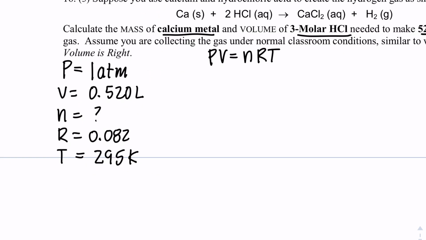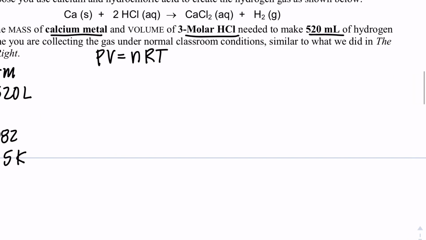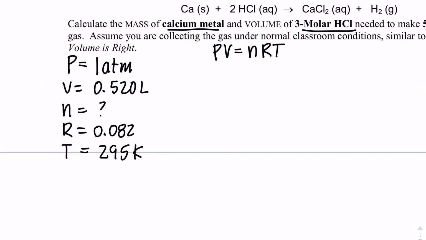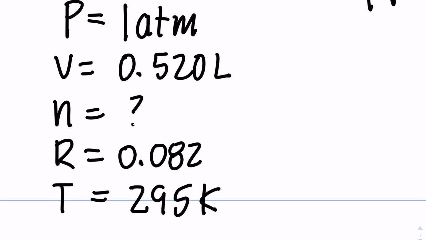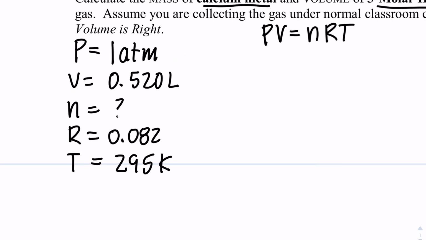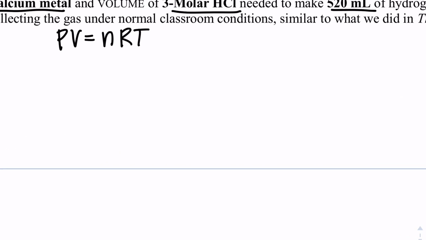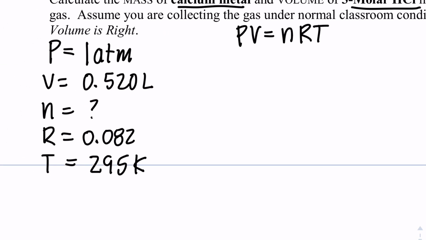So the first thing that I need to do to calculate the mass of calcium metal is figure out how many moles of gas are at these conditions. So I've listed my PV equals nRT conditions on the left. We are at normal classroom conditions, so we've got 1 atmosphere of pressure. The volume is 0.520 liters. That's because we want to do this in liters, not in milliliters. So I've converted this into liters.